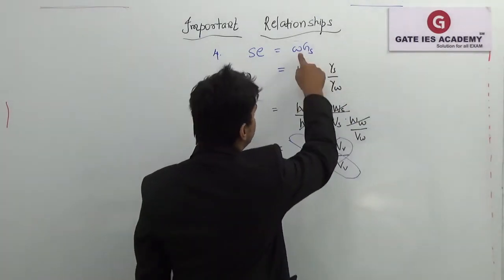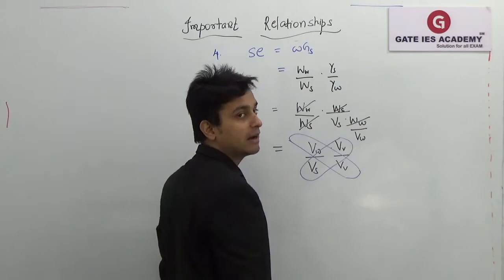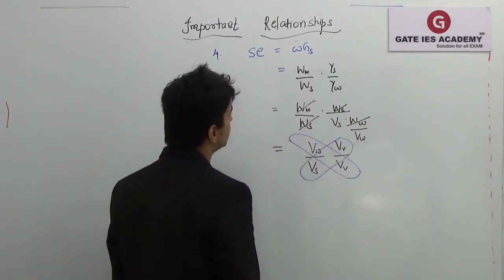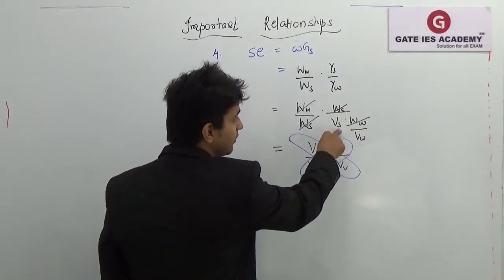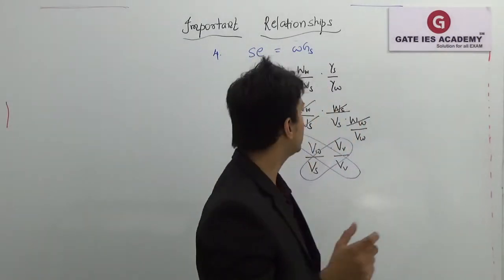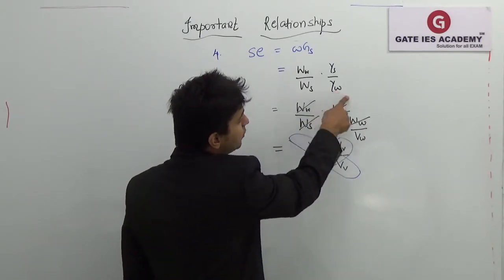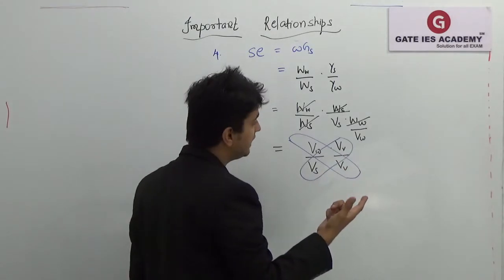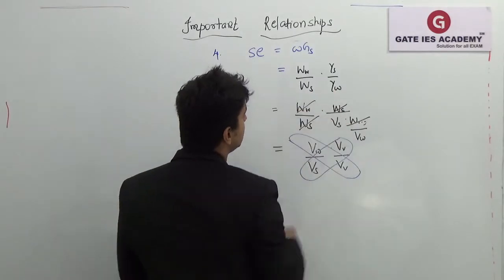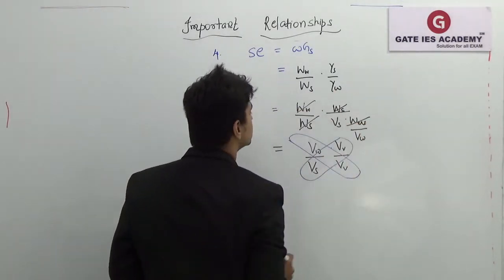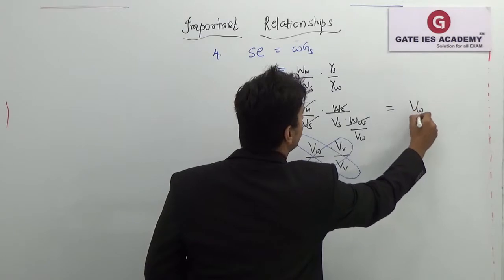So here, w can be written as Ww upon Ws, and Gs can be written as gamma s upon gamma w. Gamma s will be written as Ws upon Vs, because gamma is nothing but weight upon volume, whereas gamma w can be written as weight of water upon volume of water. Very important, very easy. So this Ww will cancel, and Ws will also cancel out each other. So what we'll get is nothing but Vw upon Vs.